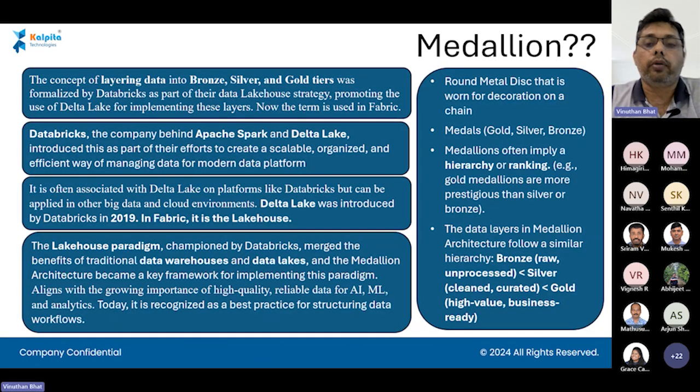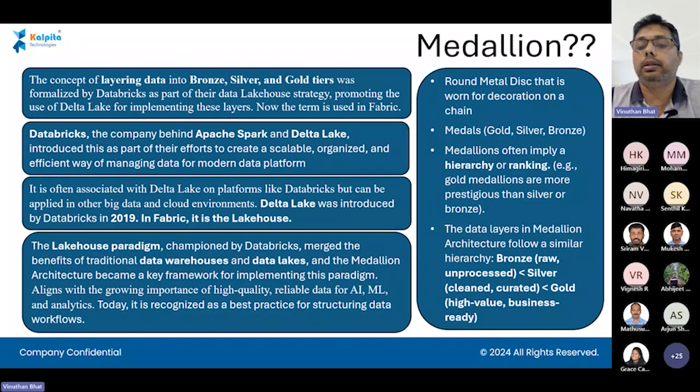I was very curious in understanding, okay, what is medallion? Why that name? Medallion in a simple dictionary form is a round metal disc that is worn for decoration on a chain. And we would have commonly heard of different medals being given to different sports people in the Olympics or any other events. That's where you have heard about gold, silver, and bronze medals. So medallion also implies a hierarchy or ranking, meaning generally you say gold medallions are more precious than silver or bronze, because it's the next level.